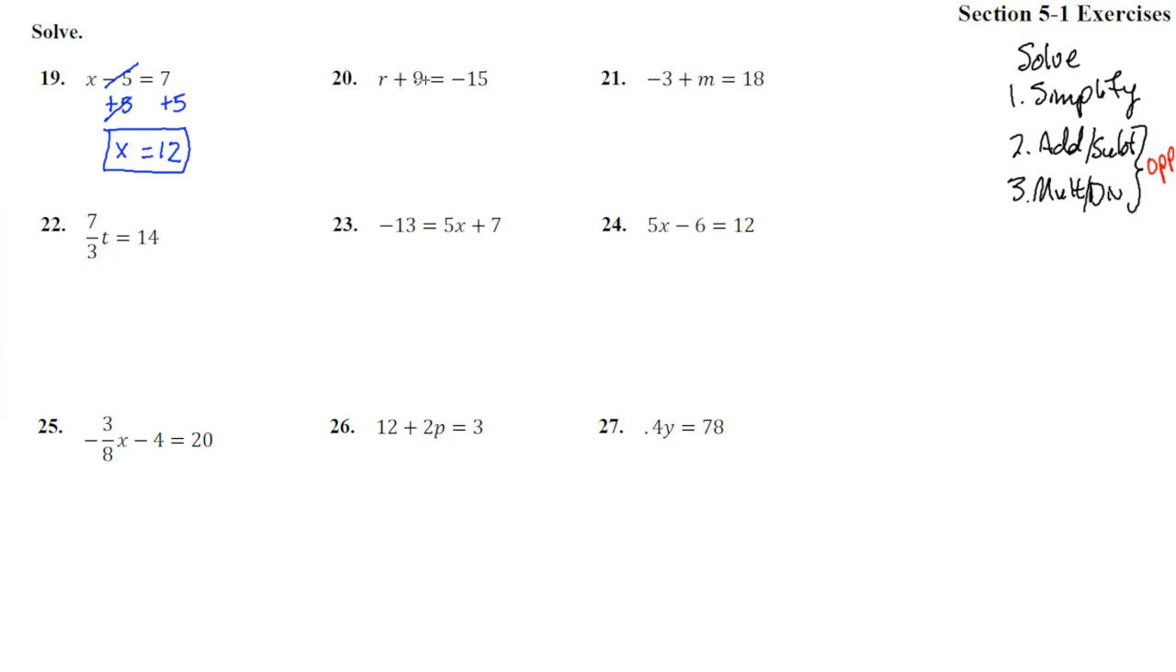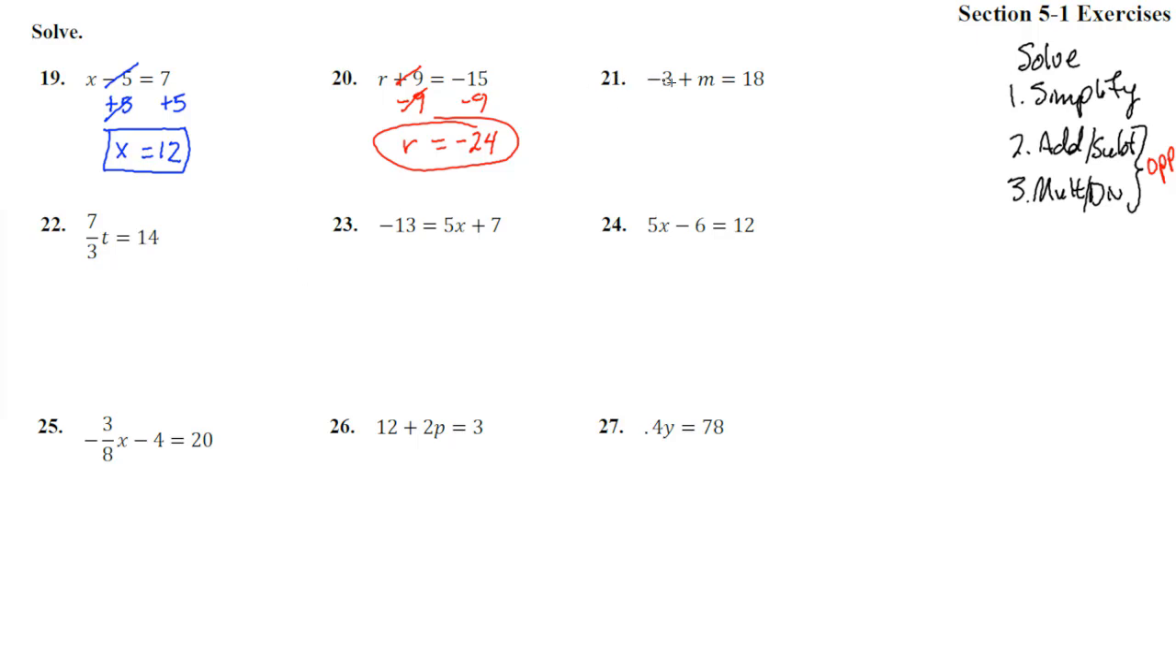Number 20, r plus 9 is 15. We're trying to get r by itself, so we've got to do the opposite of that positive 9, and that is a negative 9. So subtract 9 from both sides, and we get r, that's gone, equals negative 15 minus 9 is a negative 24. Again, negative minus 9, they add in the negative direction.